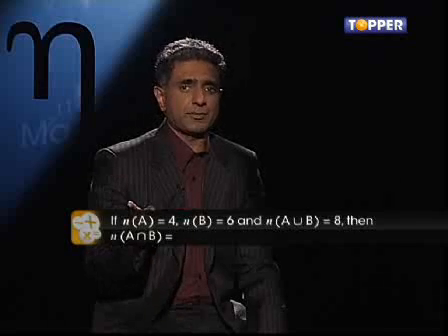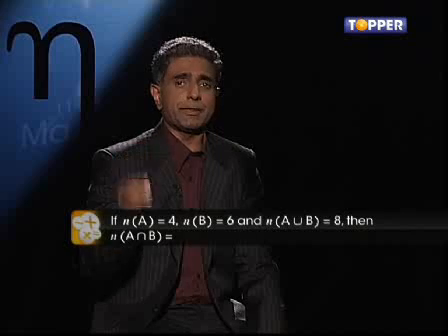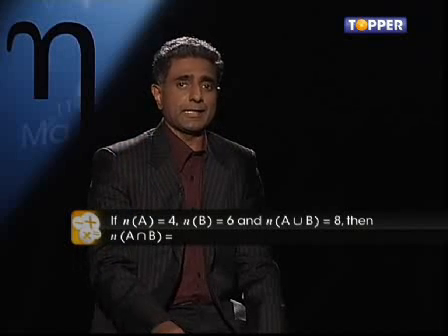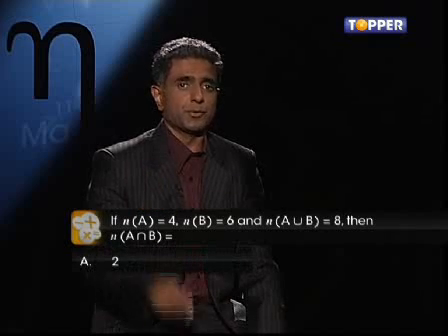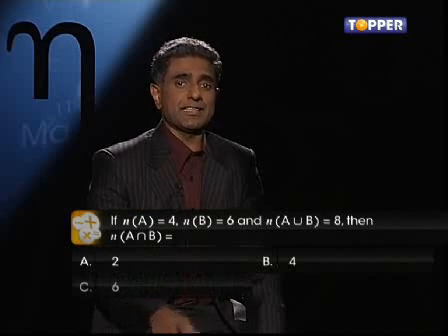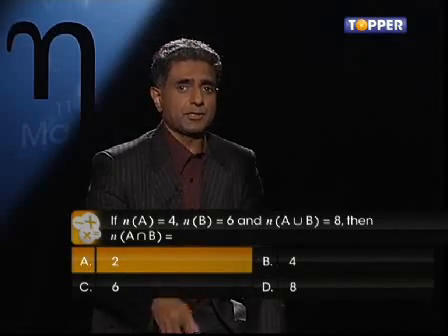If n of A is equal to 4, n of B is equal to 6, and n of A union B is equal to 8, then n of A intersection B is equal to A, 2, B, 4, C, 6, D, 8. The correct answer is A. Good. You're fast. Third question.